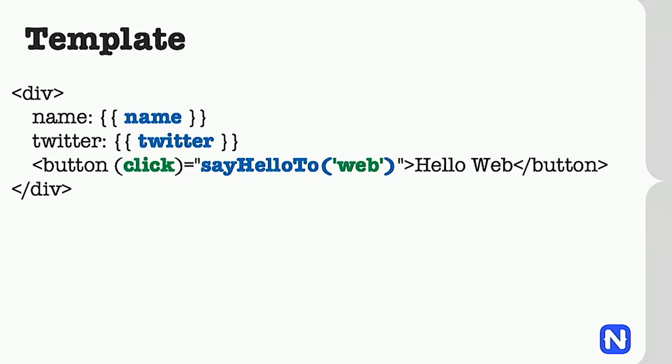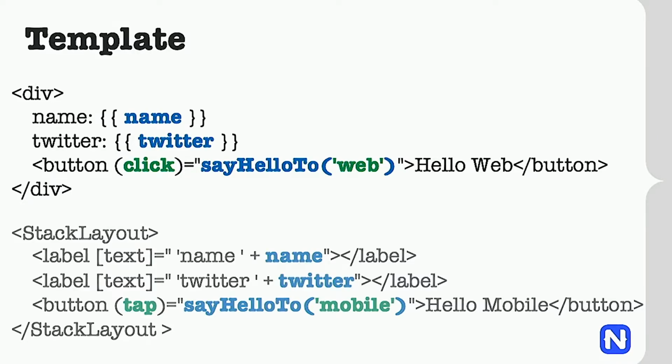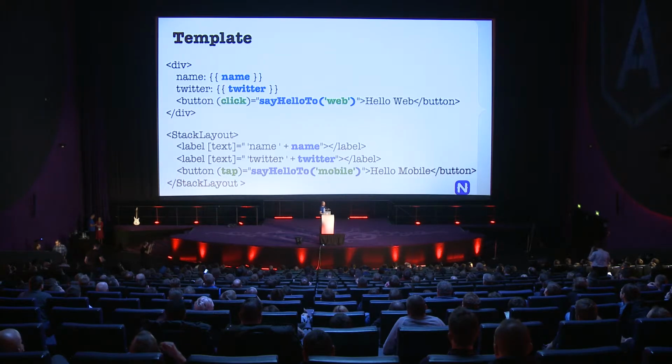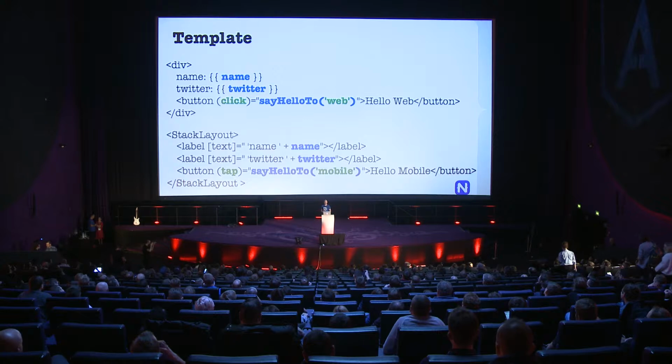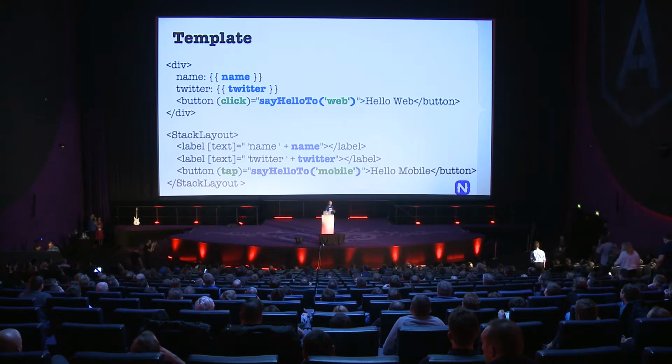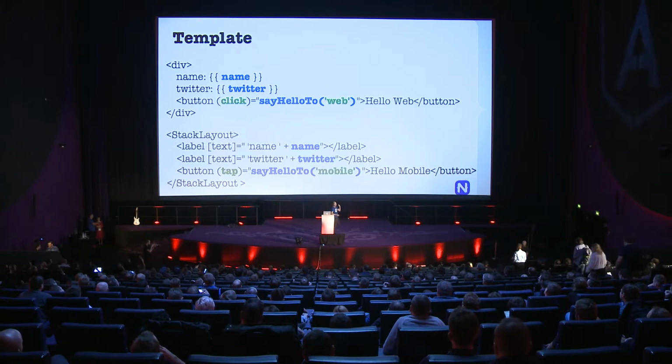The cool thing is that I can reuse the same component underneath, and I could actually use NativeScript syntax, and I can still do the binding. So I can bind the name property to a Twitter, and then instead of click, I can just bind to the on tap event, and I still can call say hello to, but in this case, I can pass mobile, right? So you're already getting the idea. Most of that code is pretty much similar. So how about we put everything together, right?